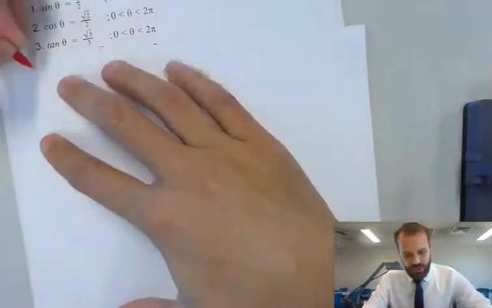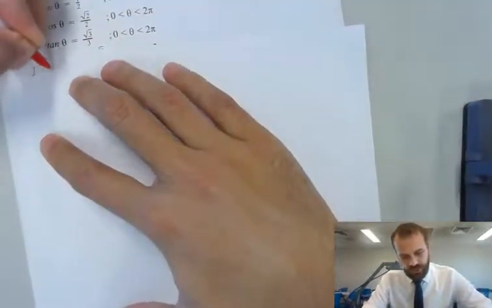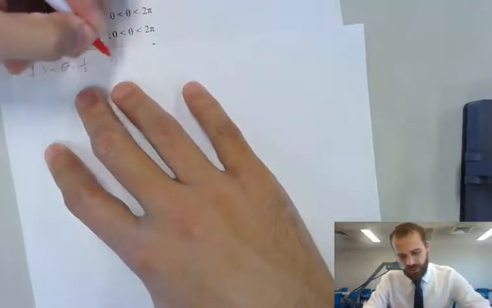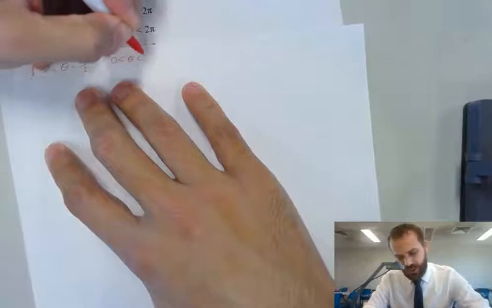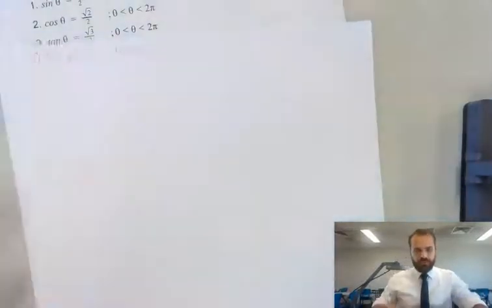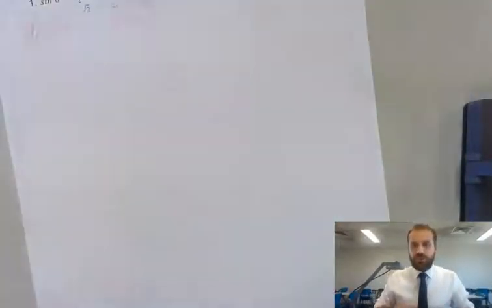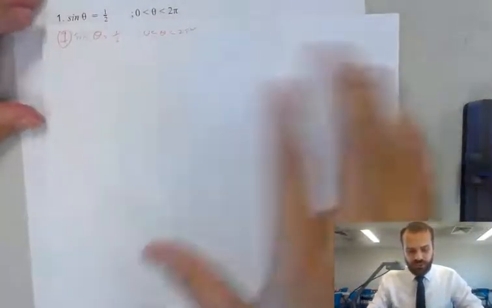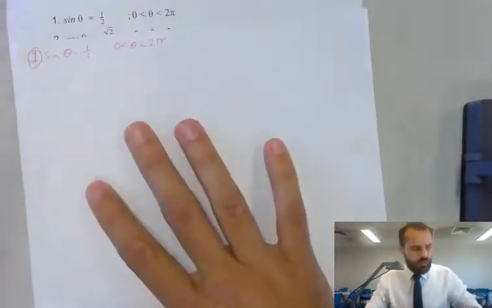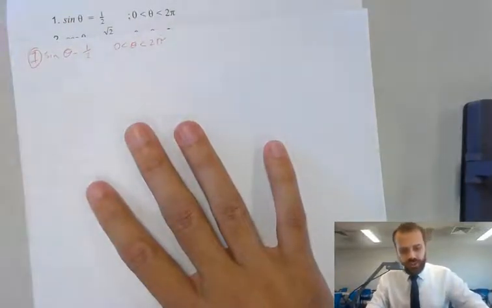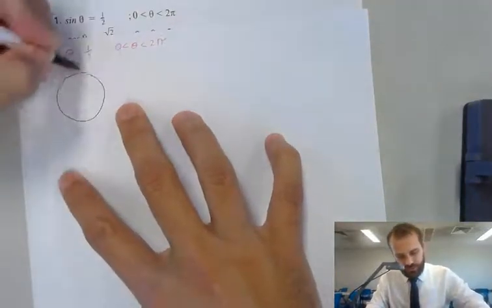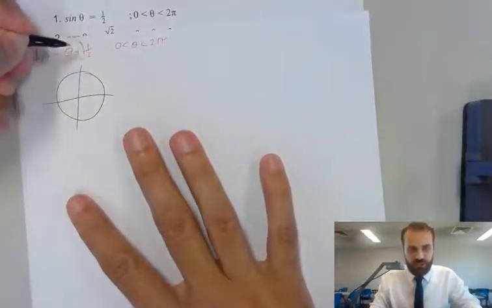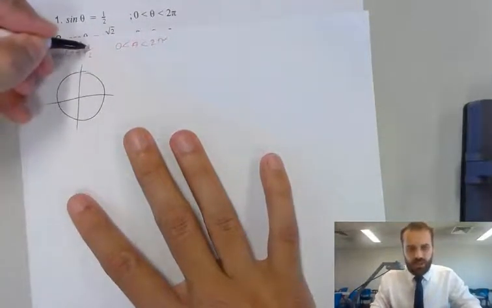So question 1. Sine theta equals 1/2, and that's between 0 and 2 pi. Alright, so I'm going to try to work through these quite quickly. I'm going to try to show you my process for doing so. Okay, first of all, sine theta equals 1/2. I'm going to need a circle. And I can see that the question is positive. Sine theta equals 1/2.